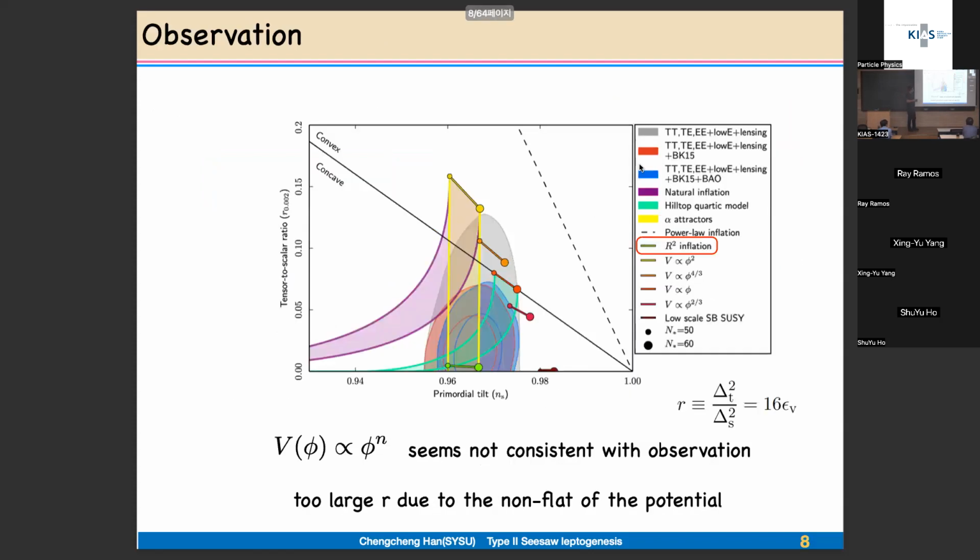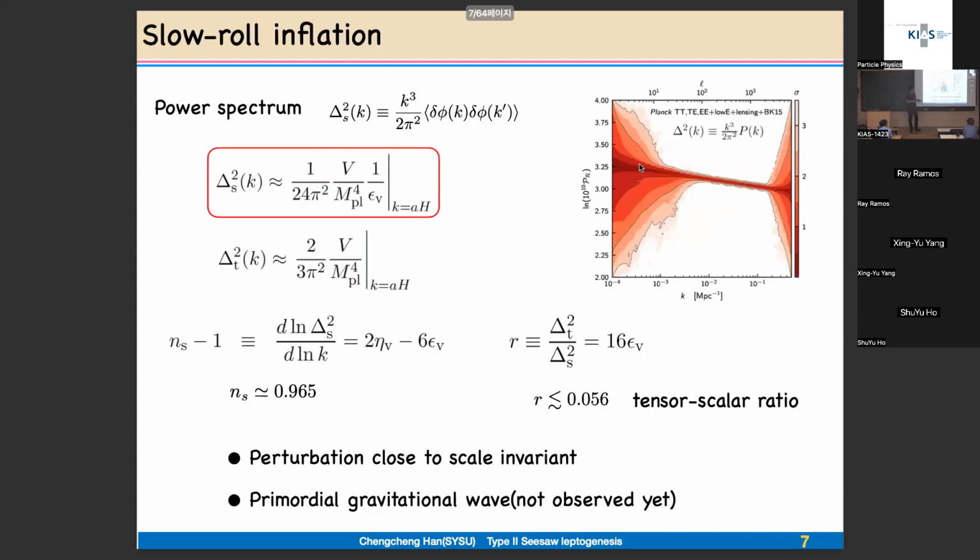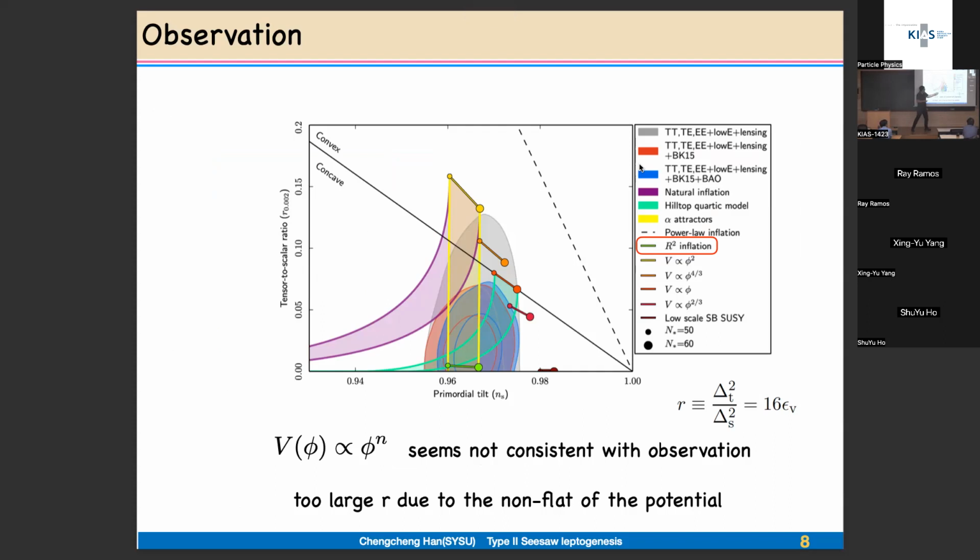And this is the current observation, this is the n_s. If this is equal to 1, it will become totally scale invariant. But from slow roll inflation, we know it's not exactly scale invariant, so it has some deviation, which you can see. And also the tensor to scalar ratio, that's the upper limit. And you can roughly check what kind of models are preferred.